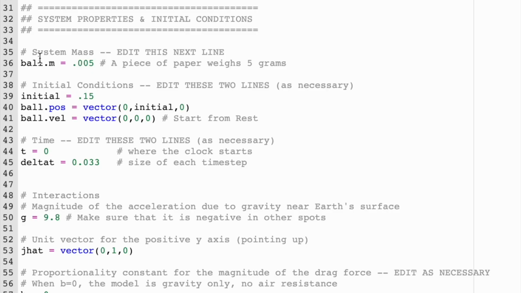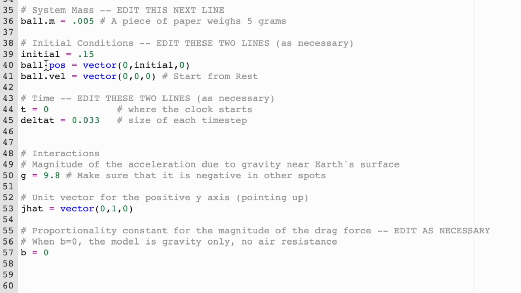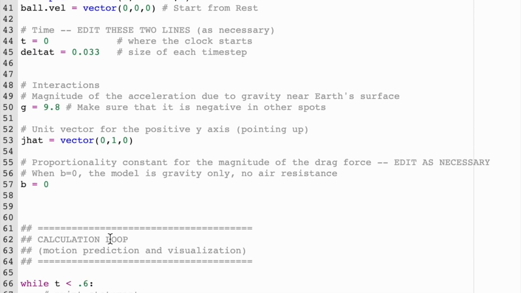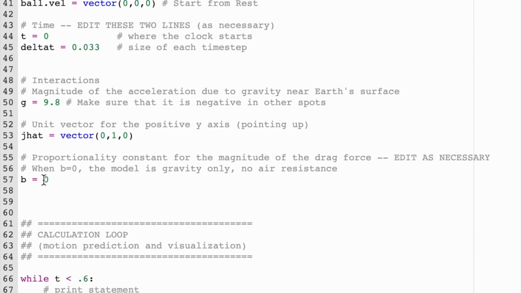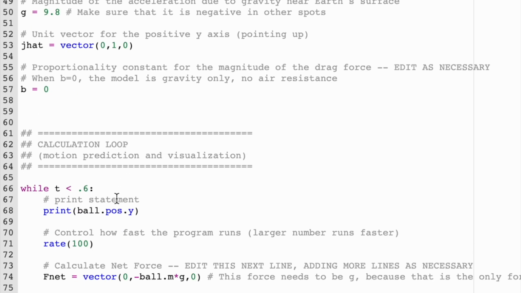Alright, now looking at my GlowScript code. First off, in line 36, I showed the mass of a piece of paper, and this was obtained online. In line 40, this was the initial height, which was 0.15 meters. On line 45, this was the time increment, which was 0.033 seconds. This was gotten off of Tracker. Line 57, this is when B is 0, and obviously this is the one where no drag force is in this model.